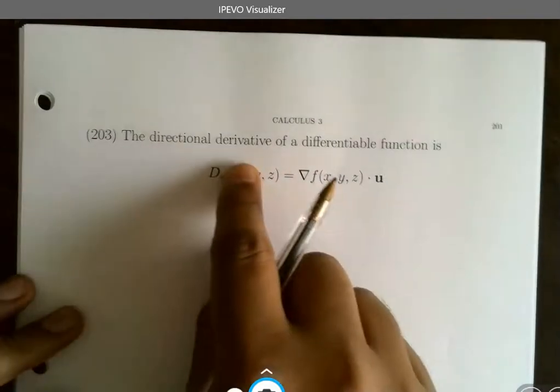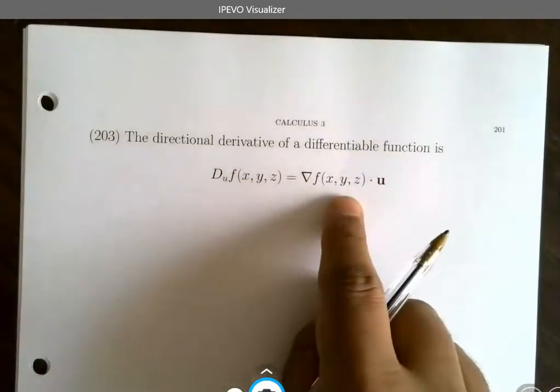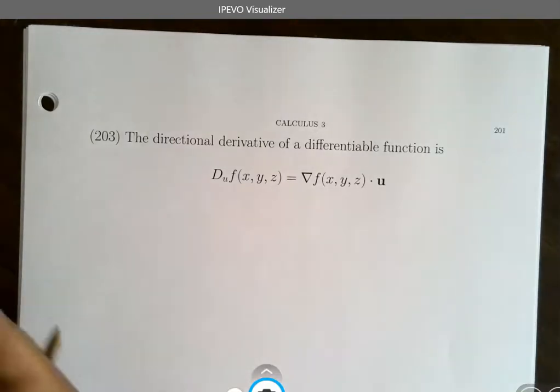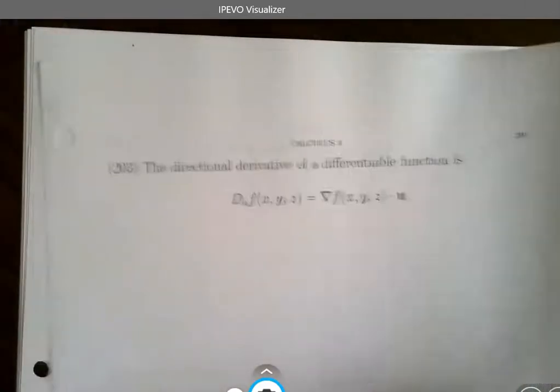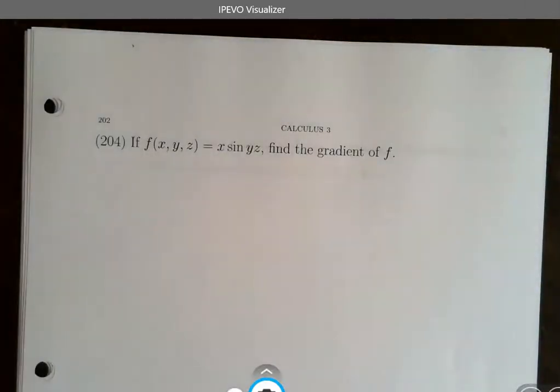Now, the directional derivative of the differentiable function is this. I just showed you, right? So that's what it is. There is nothing really new to it. So we're going to use that. I'm going to skip it. I just talked to you about it.